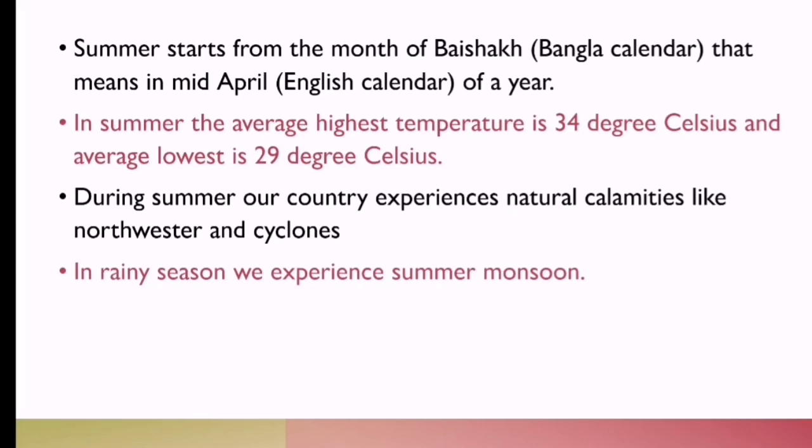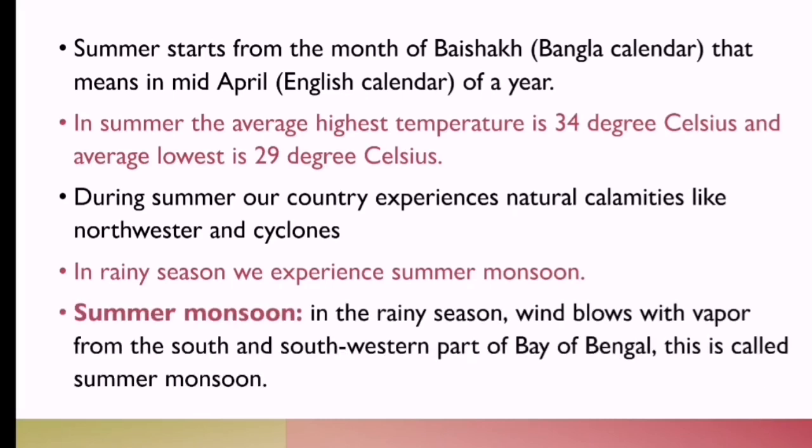Other than those natural calamities in summer, we have the summer monsoon during the rainy season. Summer monsoon causes heavy rainfall in some particular areas of our country like Sylhet, Chittagong and Cox's Bazar. But now the question is, what is summer monsoon? In the rainy season, wind blows with vapor from the south and southwestern part of the Bay of Bengal. This is called summer monsoon.